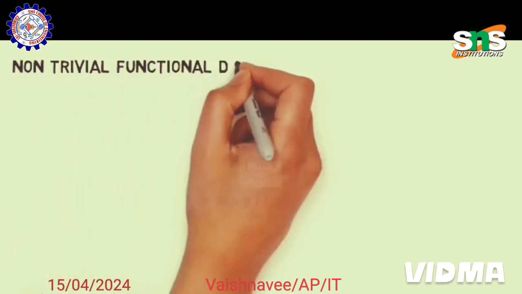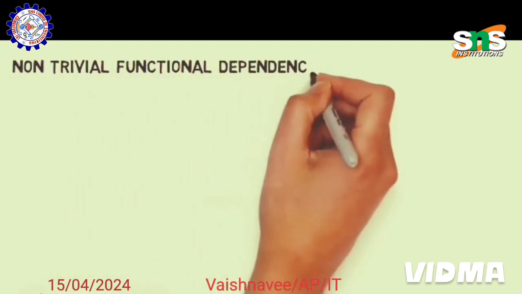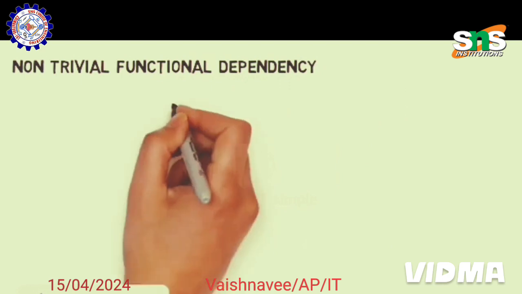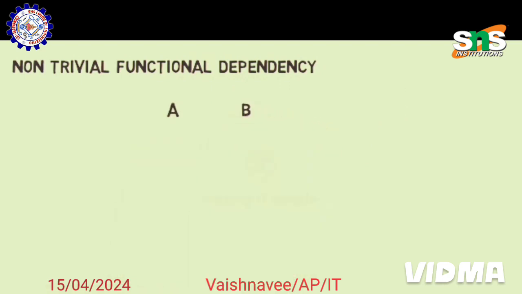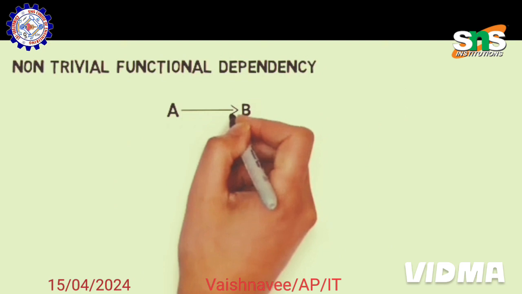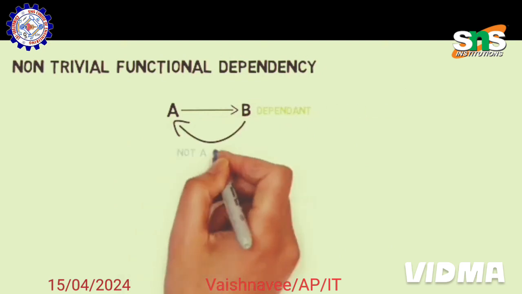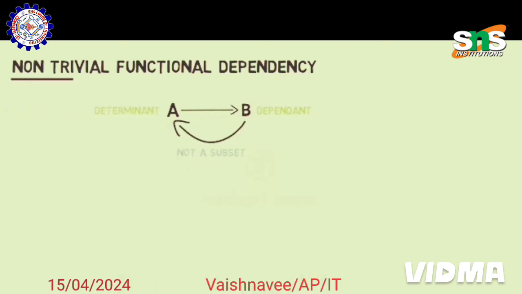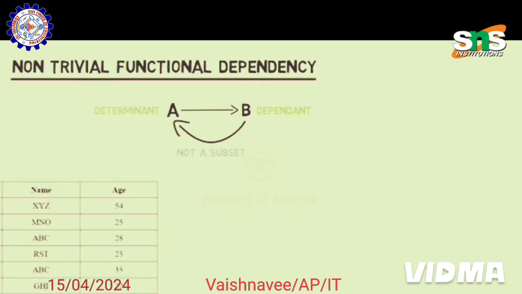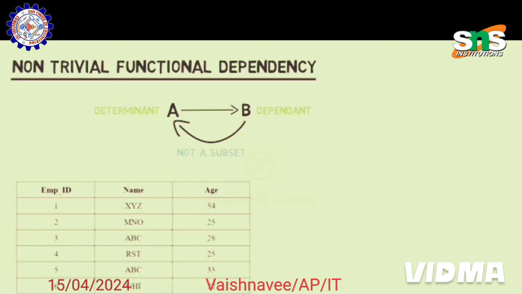Non-trivial functional dependency is just the opposite of trivial functional dependency. So again, let us consider a dependency: A goes to B, or A determines B. If dependent B is not a subset of determinant A, then only this dependency is said to be a non-trivial functional dependency. So let us take an example to get a clear idea about that.